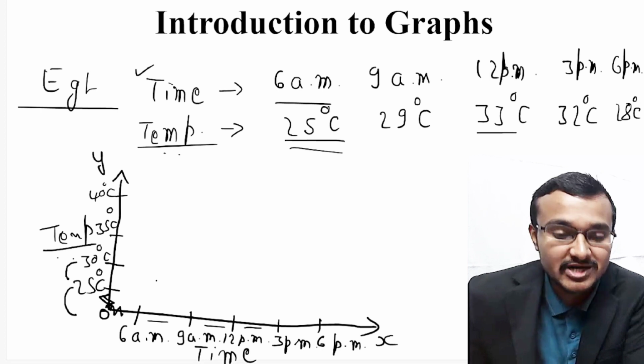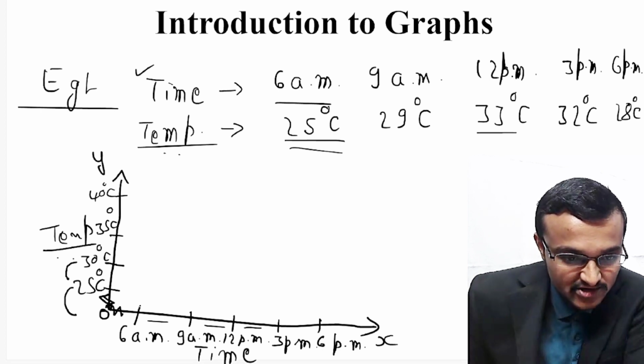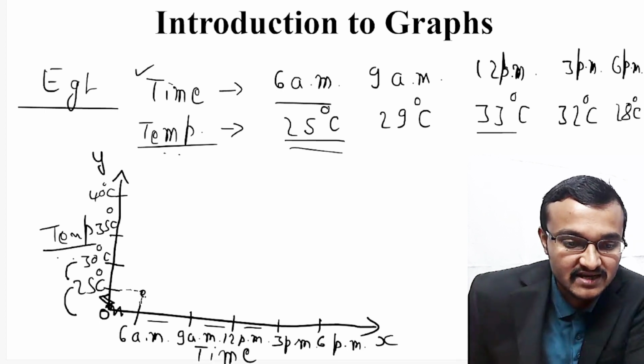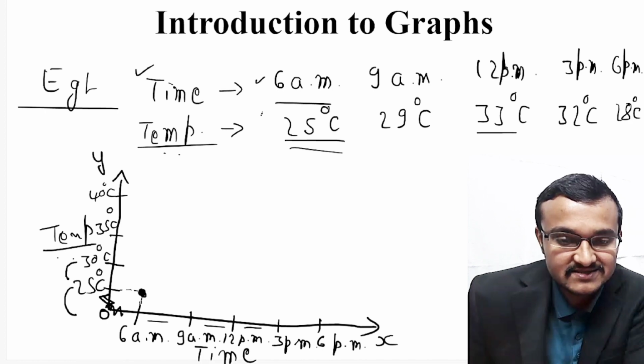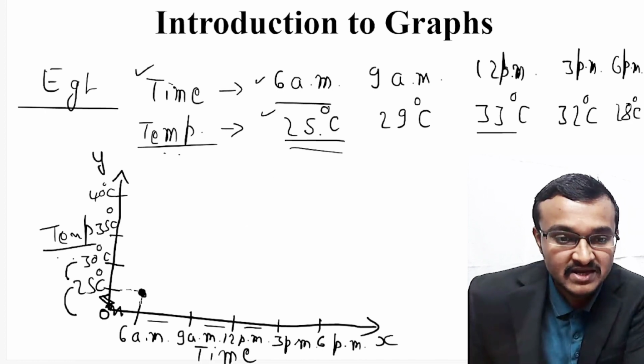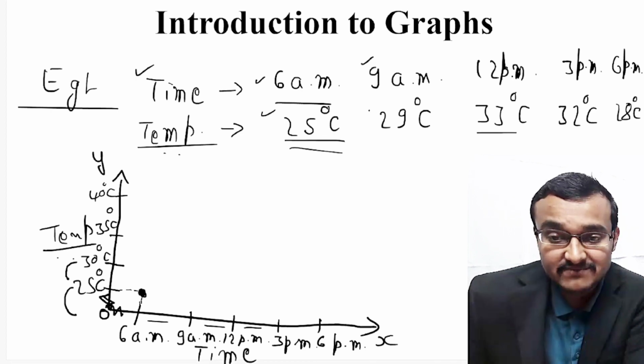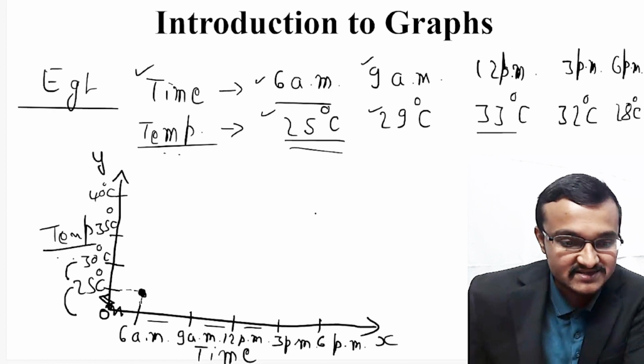So now, morning 6 a.m., the temperature was 25 degrees Celsius. You can draw a perpendicular line from 6 a.m. and a perpendicular line from 25 degrees Celsius. Where these two lines meet, there is the point for the first data set, that is 6 a.m. and 25 degrees Celsius. The second data set is 9 a.m. At 9 a.m. the temperature will be 29 degrees Celsius.